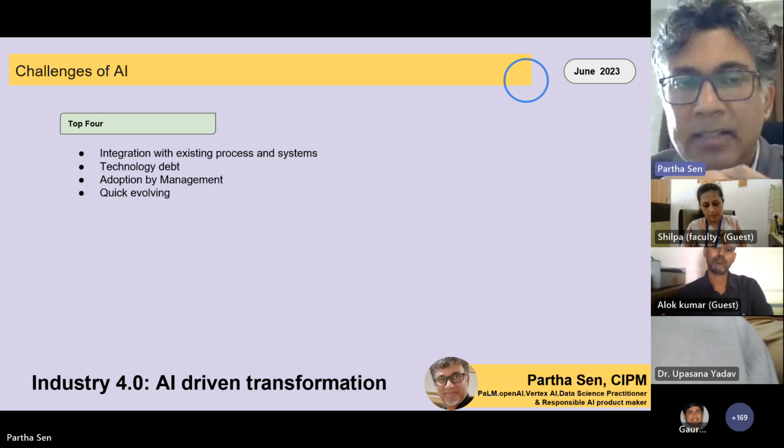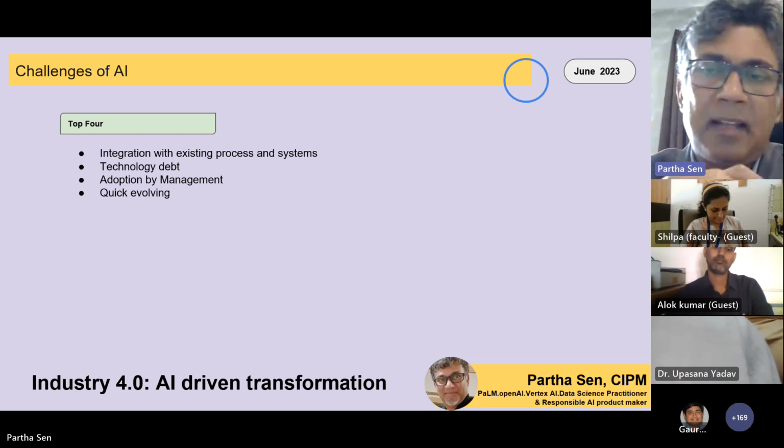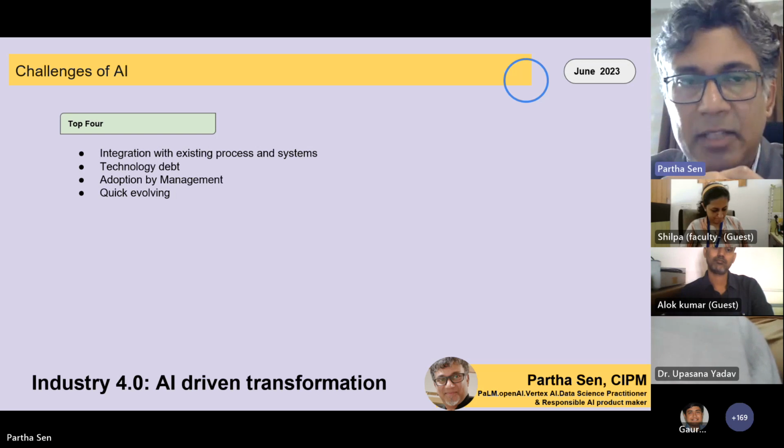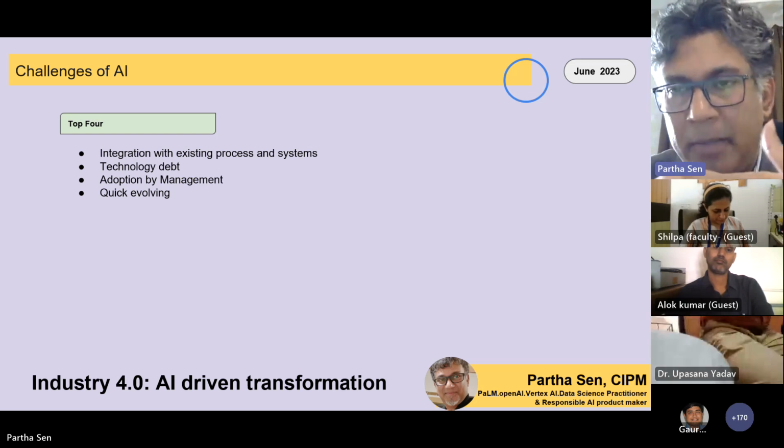Now, this adoption part is probably the next part I will be talking about. This is very important. And the last one that is written here is the quickly evolving nature of AI. Again, this is another problem under the challenges of AI. The important part is that AI is regularly evolving.